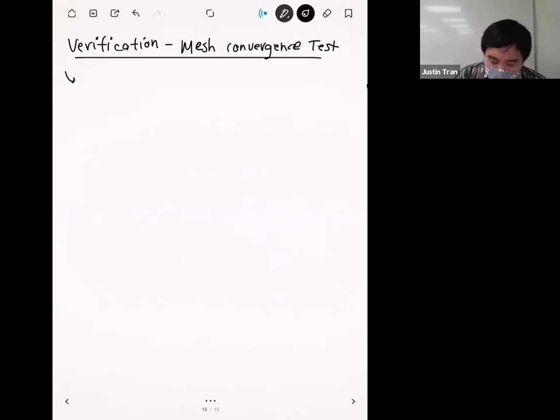All right, so we've already talked about mesh convergence tests in this class, and so I'm not going to spend too much time on this. But remember, the idea with mesh convergence tests is that you rerun your simulation several times with different mesh densities.